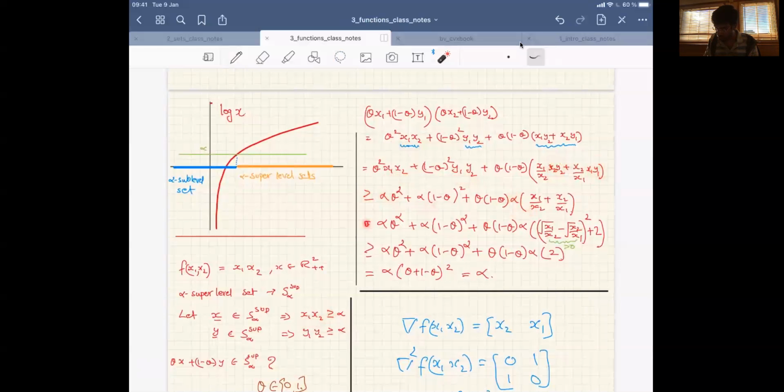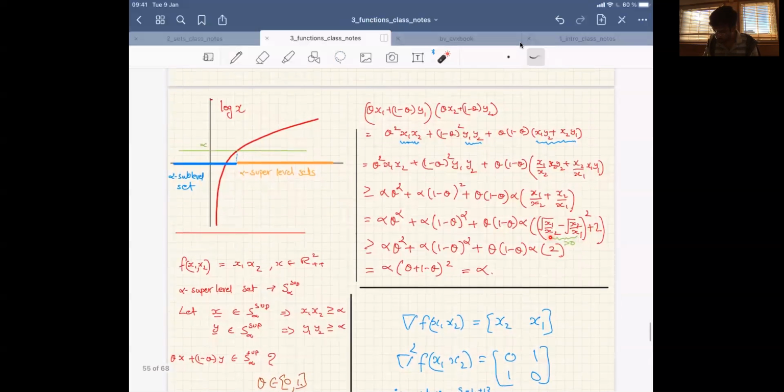Now, on the next step, I make a small adjustment where I write this guy as root of x1 by x2 minus root of x2 by x1, whole square, plus 2. You can just verify this will be the same. Now this is a positive quantity, so I can drop it using the inequality and just take this 2. Since I'm dropping, I'm using this inequality here. If you take alpha common, it will be theta plus 1 minus theta whole square. That will be alpha itself.